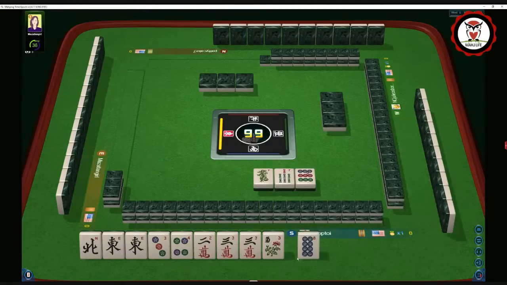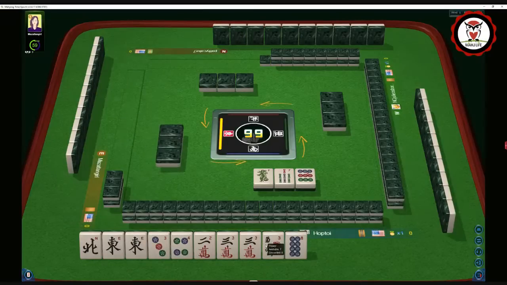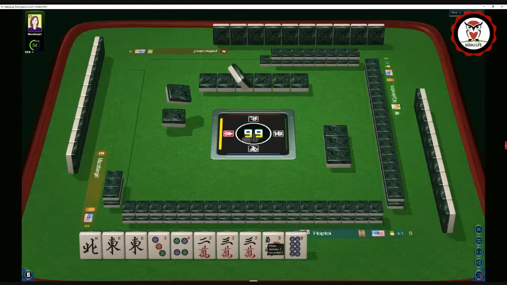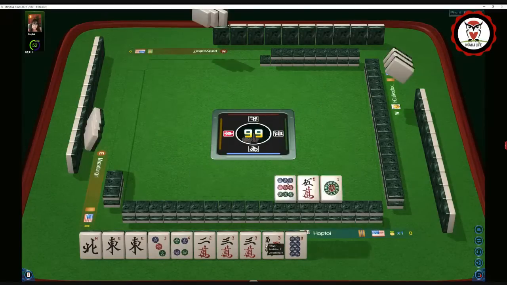We have a 2, 3, 4 consecutive run as our predominant pattern. We do have a north and an east. We won't be able to use those number tiles, though, unless we play the concealed hand. We wouldn't need the east.